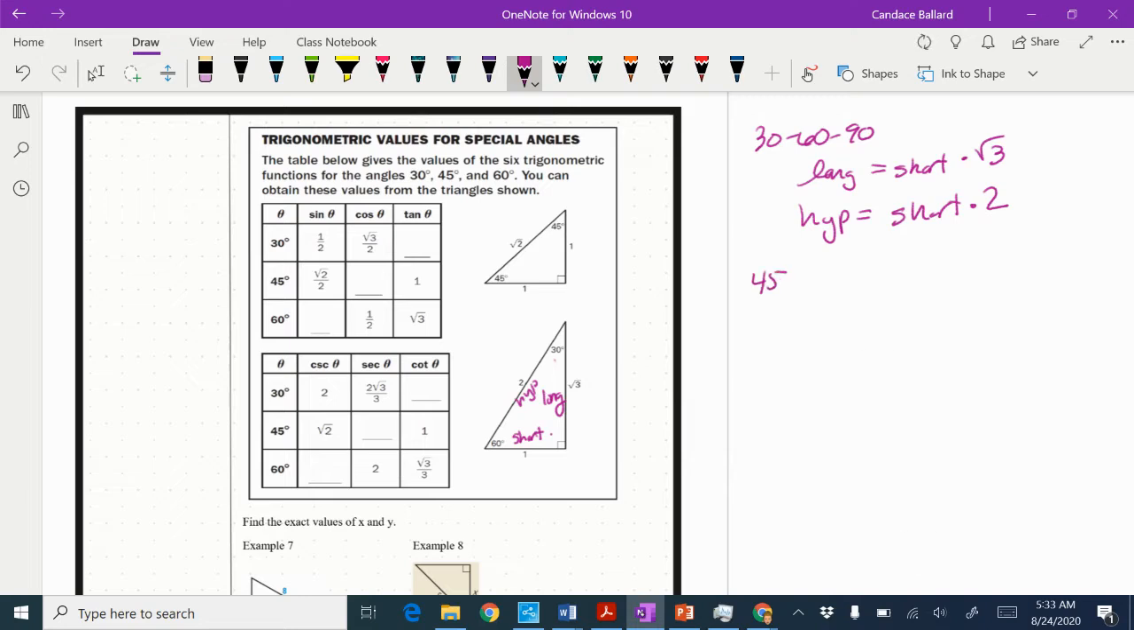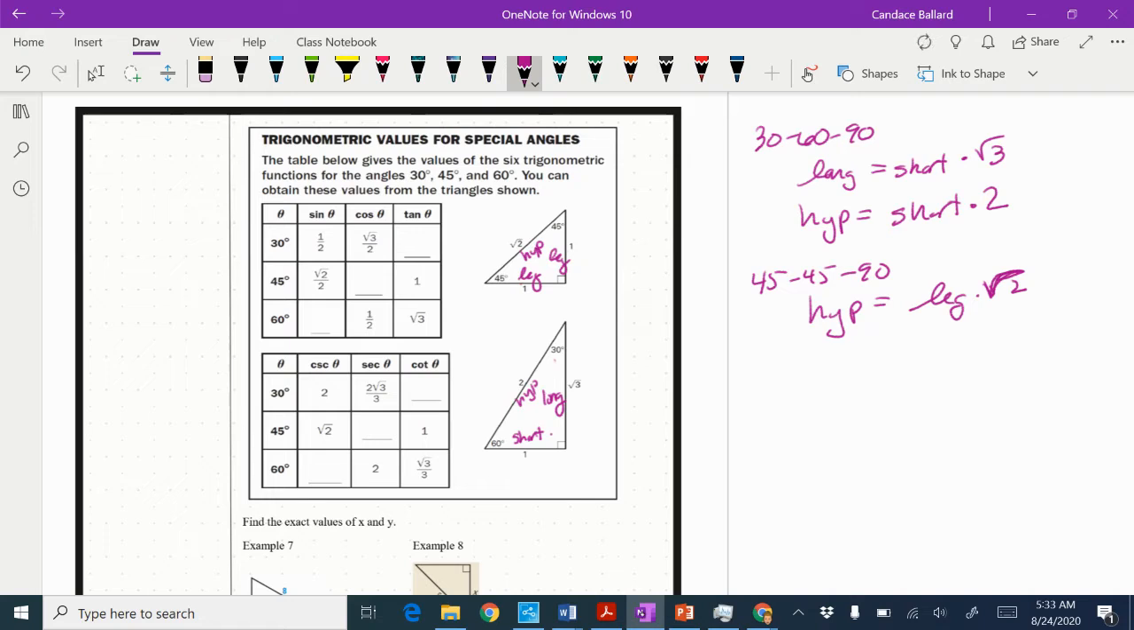Okay, and then in a 45, 45, 90 right triangle, notice the legs are the same. So this is just a leg, and this is just a leg, and then this is the hypotenuse. So we know that a hypotenuse equals a leg times square root of 2. And we're actually going to be using these triangles quite a bit when we get into our unit circle here in a couple of days. So I am just going to try to find these ratios based on these triangles.